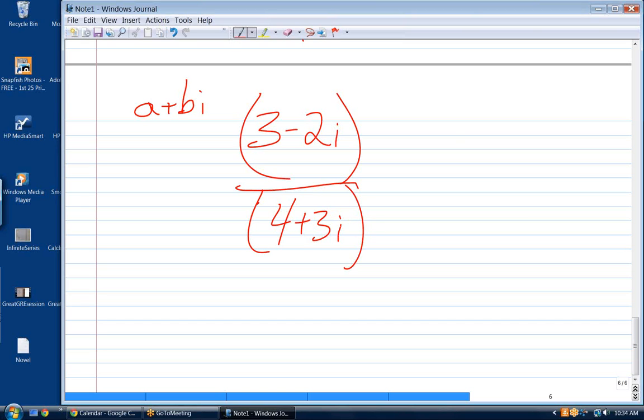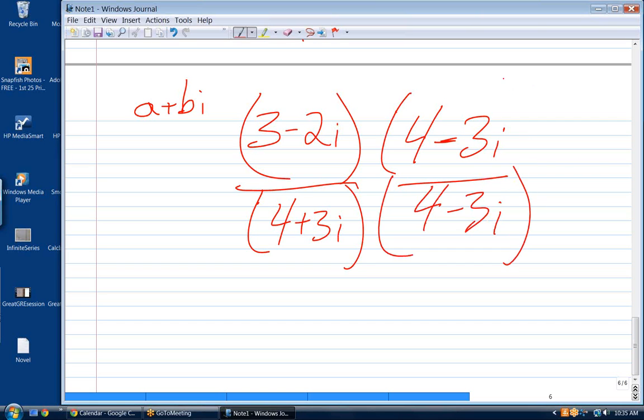Dividing by an imaginary number, I suppose we could do this long division, but that's not the best way to do it. There's a little trick here called multiplying by the conjugate. What's the conjugate? 4 minus 3i over 4 minus 3i. Right. In other words, 4 minus 3i is the conjugate. I have to multiply it by 4 minus 3i over 4 minus 3i because you can only multiply a fraction by 1 without changing its value. And the beauty of multiplying the denominator by the conjugate is you're going to get rid of the i.